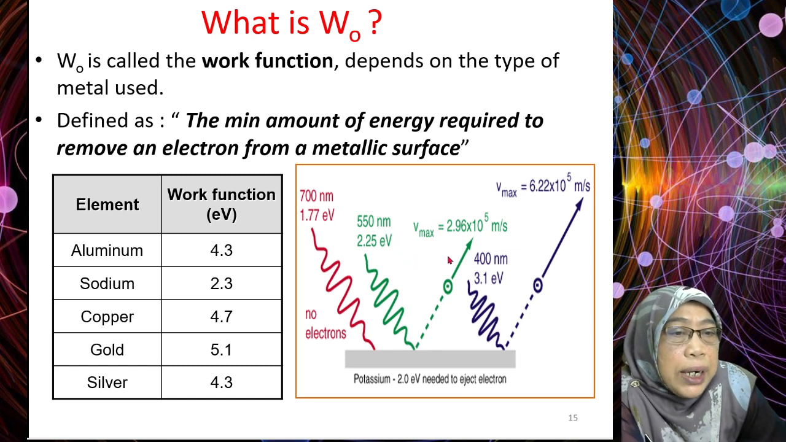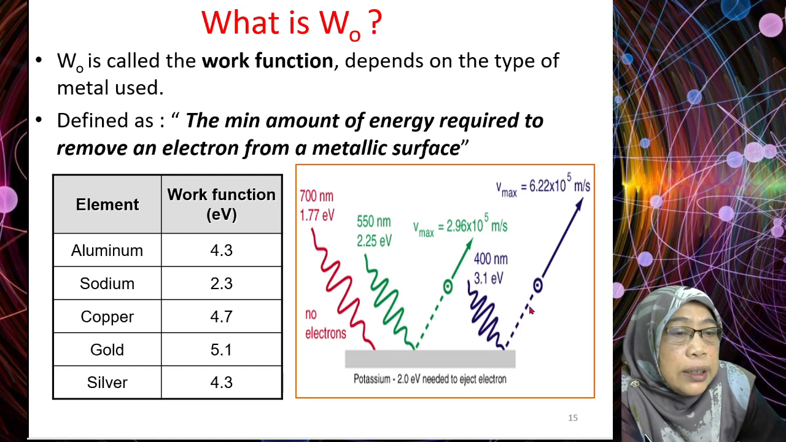Okay, let's say the wavelength of the light is 400 nanometers. Just now it was 550 nanometers, which is higher, and this is lower, from the green light here. So the energy of the photon is 3.1 electron volts. The work function of potassium is just 2 electron volts. Then the excess energy is 1.1 electron volts.